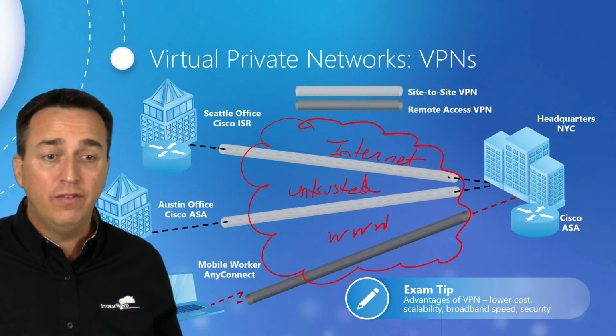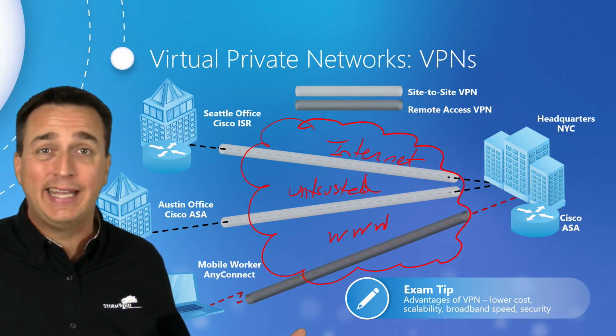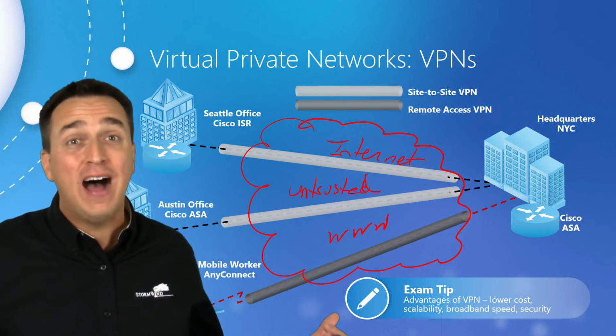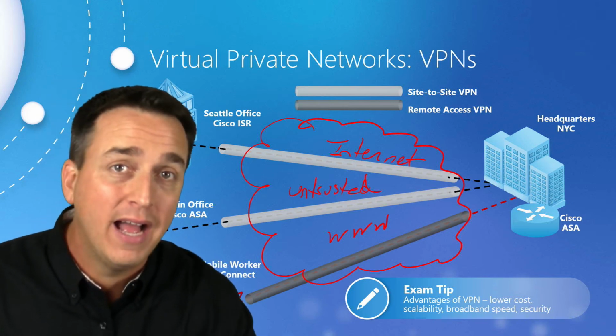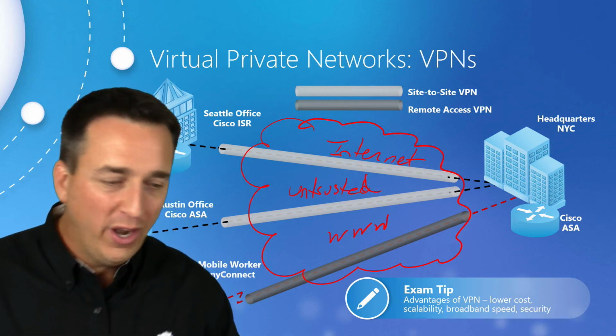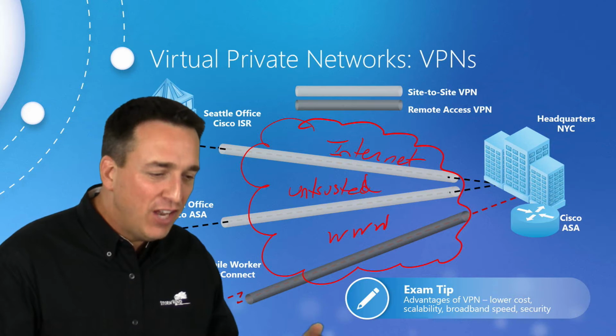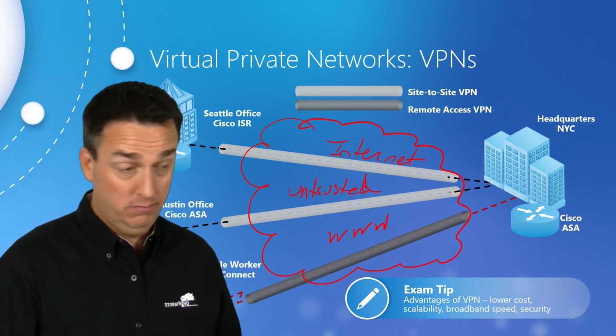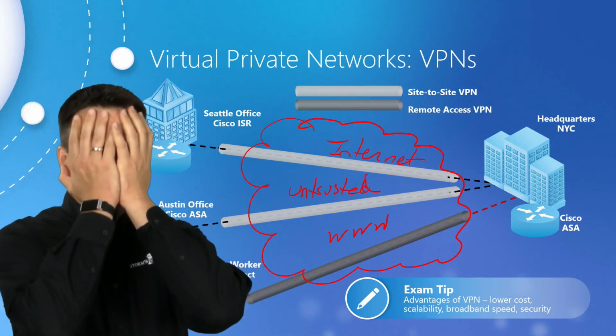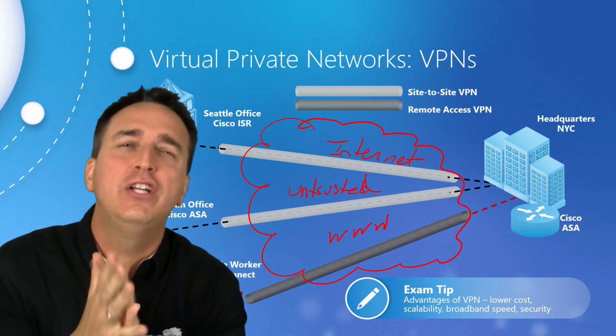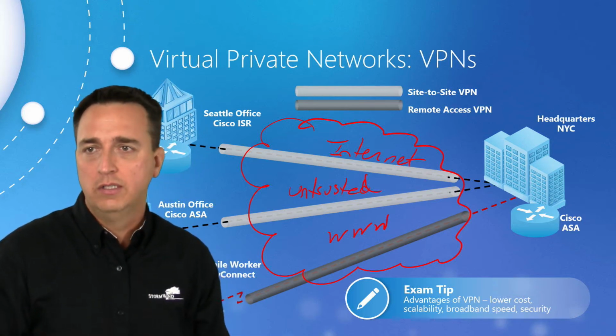I know where I live, it's super easy. I can get a 1 gig connection to my home. Actually, I can get a 1.5 gig connection right to my home. 1.5 down, 750 up.